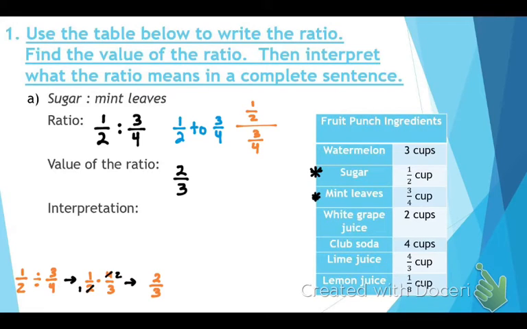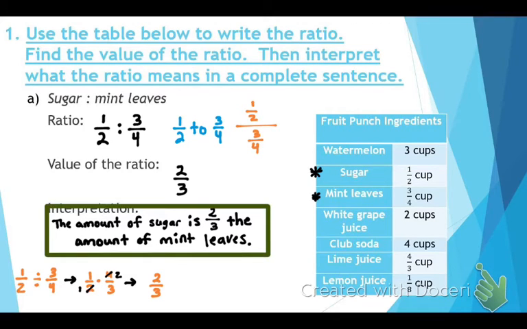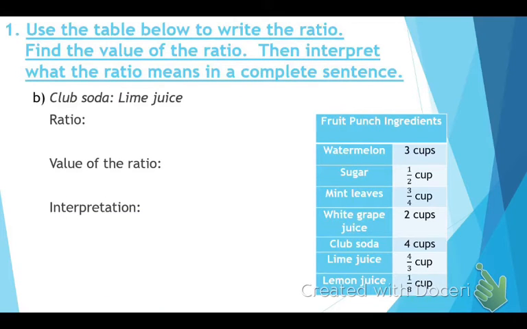Now, we learned about interpreting what this means from the sugar to the mint leaves. Here's what I want you to write down. The amount of sugar is 2/3 the amount of what? Mint leaves. The amount of mint leaves. So all you're doing is you are taking the first thing, comparing it with the second thing, and telling me basically what the value of the ratio is. So the amount of sugar is 2/3 the amount of mint leaves.